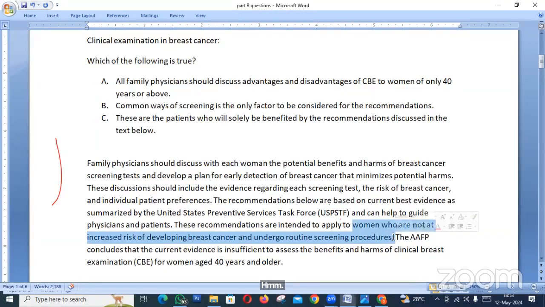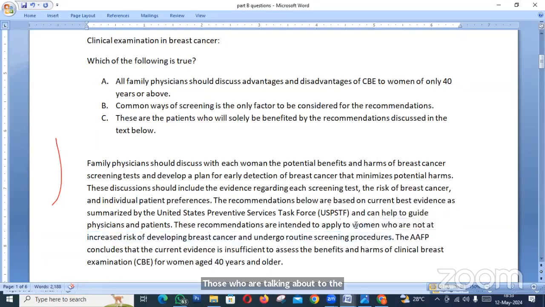I'm saying common ways of screening. Now, this second part is also for the same woman. Here you should mention the specific woman we are talking about. Common ways of screening is the only factor to be considered for the recommendations. These recommendations are intended to apply to women who are not at increased risk of developing breast cancer and undergo routine blood screening procedures.